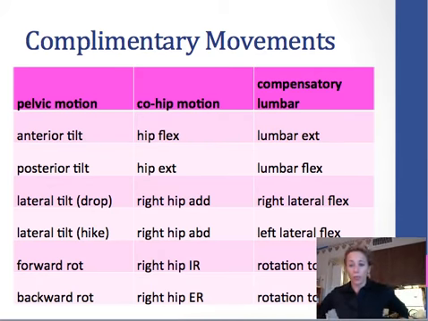So if we're standing, okay, and we go through an anterior pelvic tilt, that's really far away, so I don't know that that's really going to help you guys.